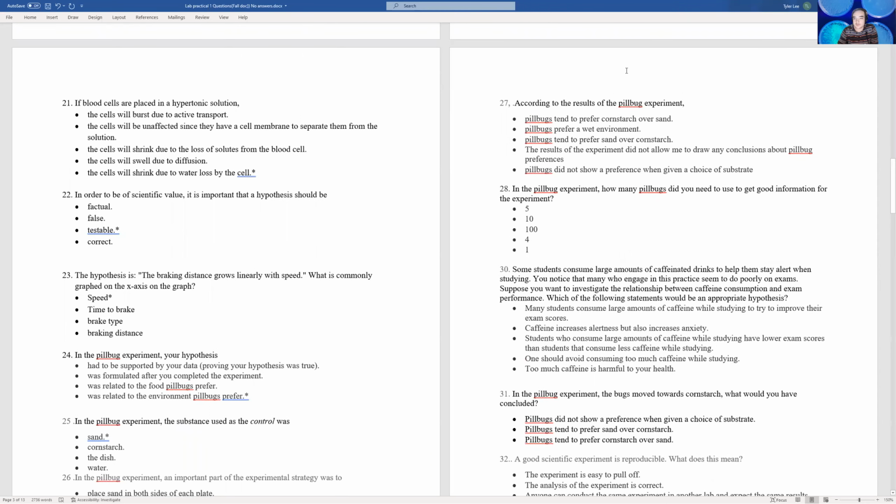Let's see. According to the results of the pillbug experiment, they tend to prefer cornstarch over sand. In the experiment, how many pill bugs did you need to get good information for the experiment? That was 10. Want to make sure your sample size is large enough.